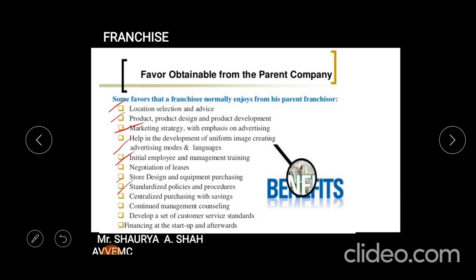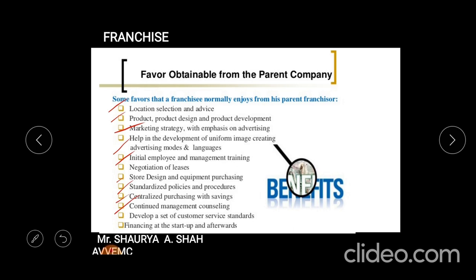Centralized purchasing with the savings. Overall, the company purchases all the materials, so economies of large scale can be adopted and the benefit can be given. Store design and equipment purchasing we have already done. Then continued management counseling. Continuous management counseling is provided to all the franchisees so that if they have any queries or any technical issues, it is resolved.